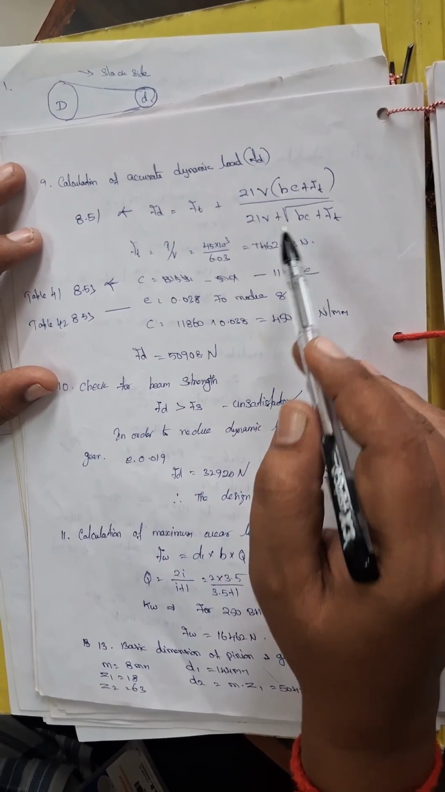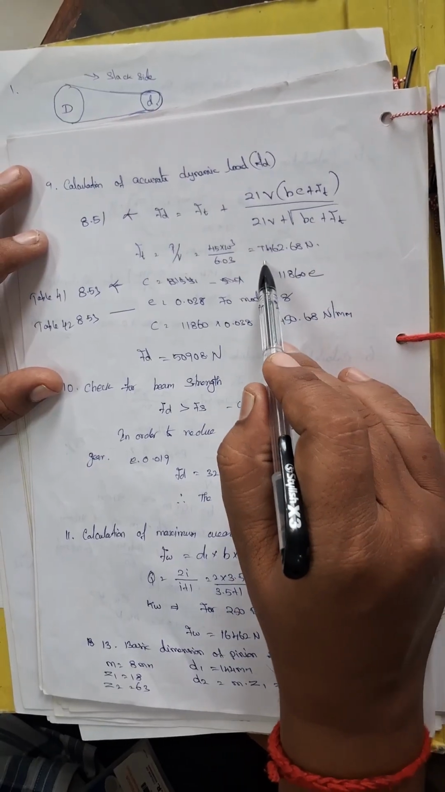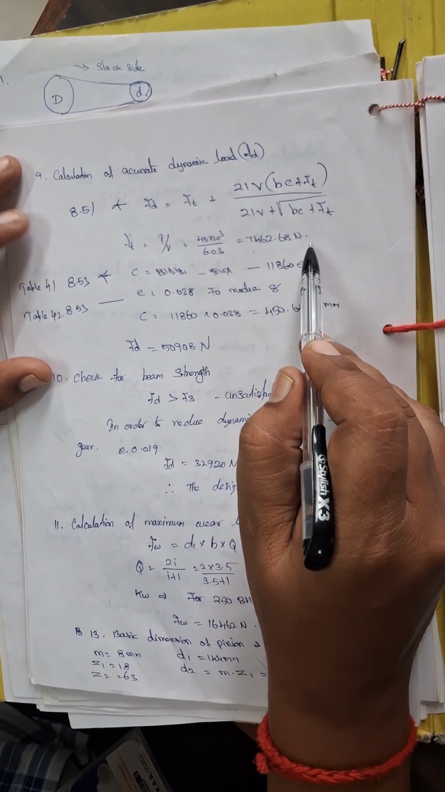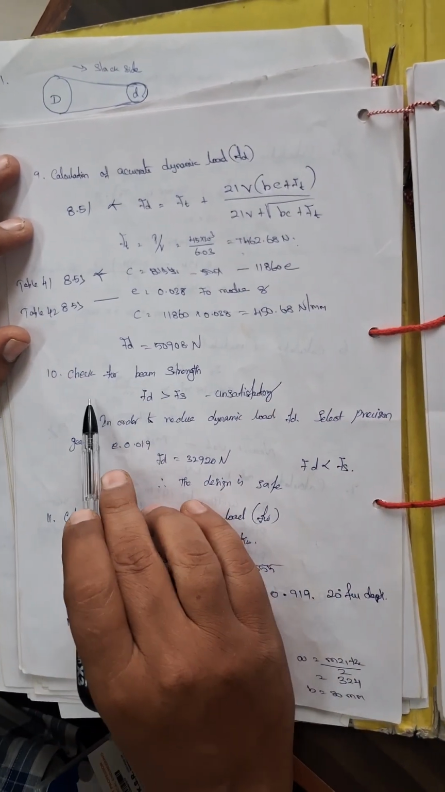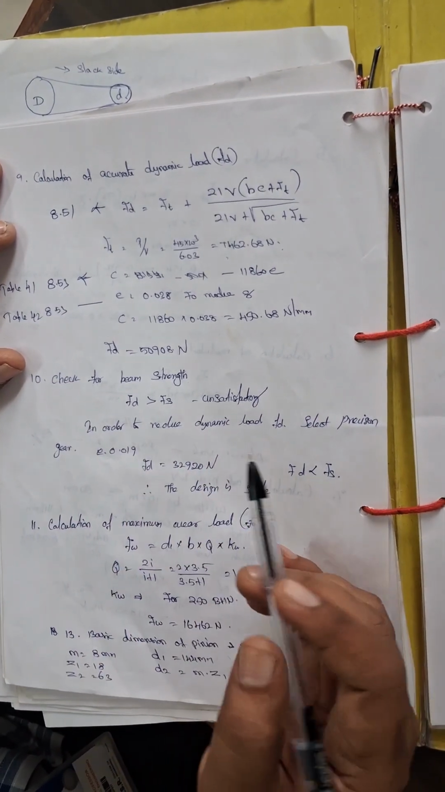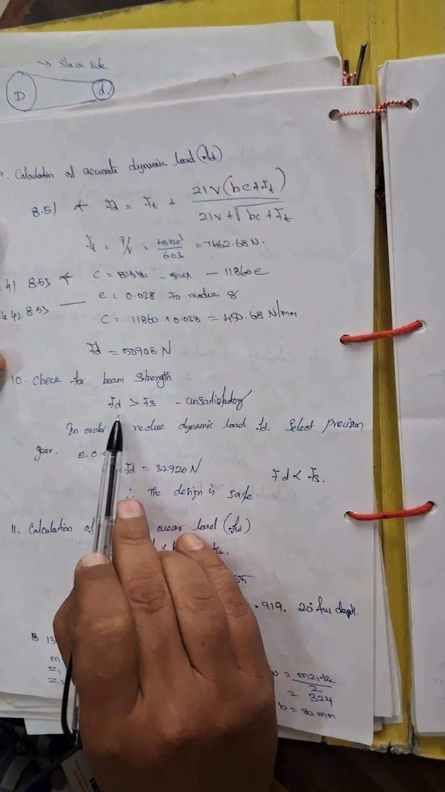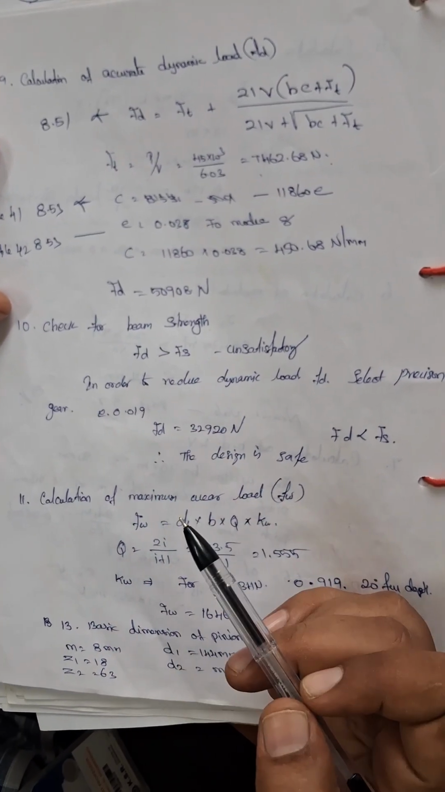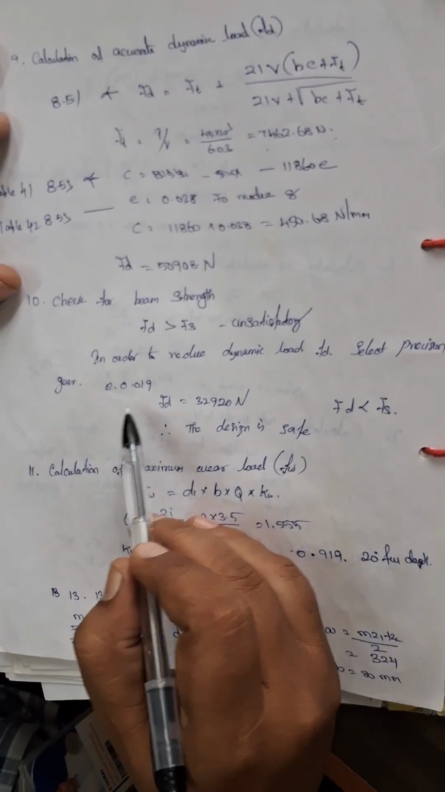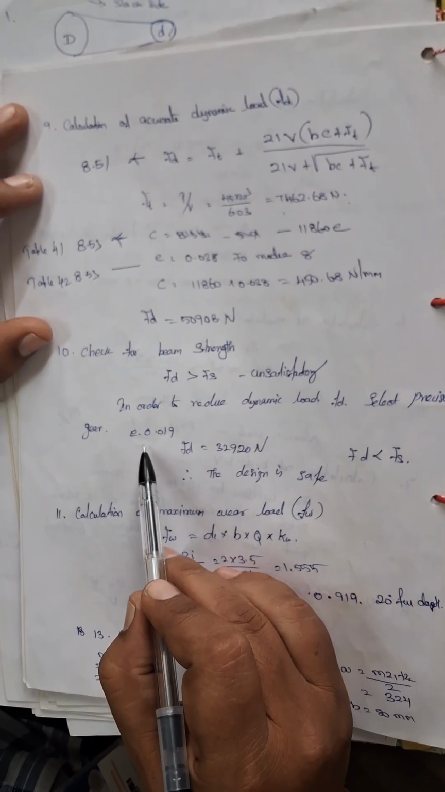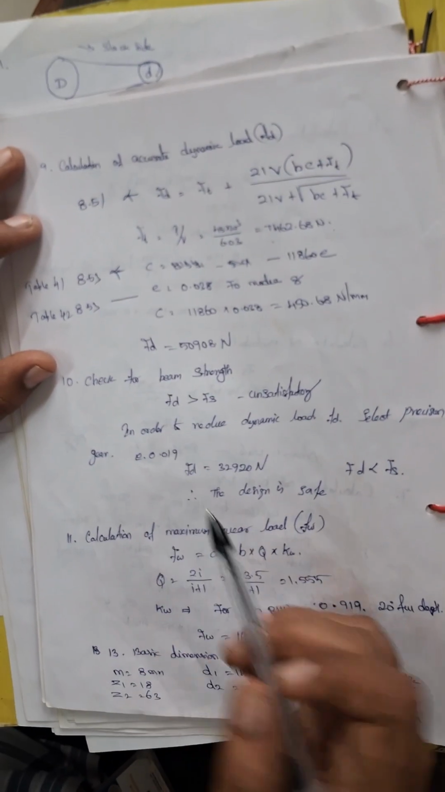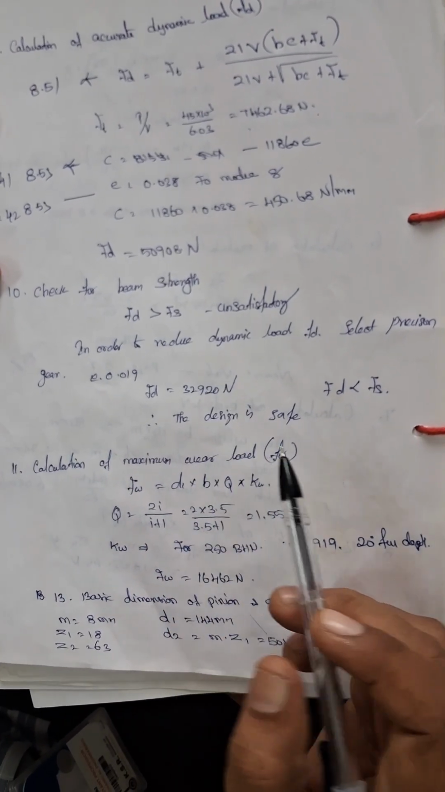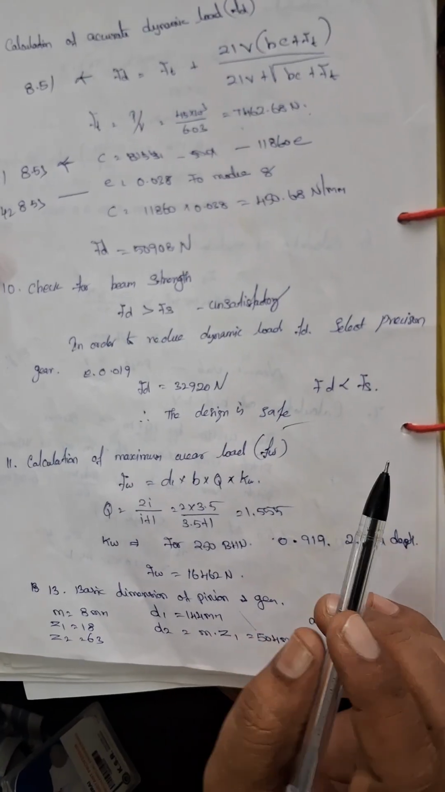Then calculation of dynamic load FD, the same formula available in the data book. Write the formula and put the values. We have the value 7622.68 Newton. Then we have to check the beam strength. FD is greater than Fs, so in order to reduce the dynamic load FD, select precision gear as 0.019. Here the FD is 3292.0 Newton. So the design is safe.